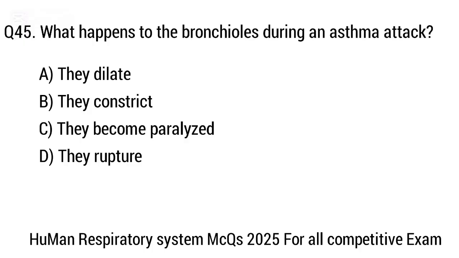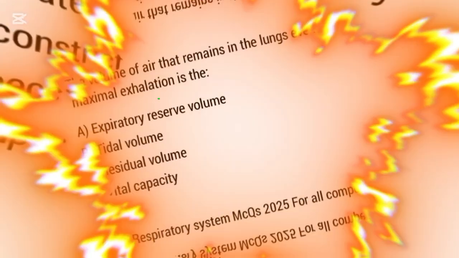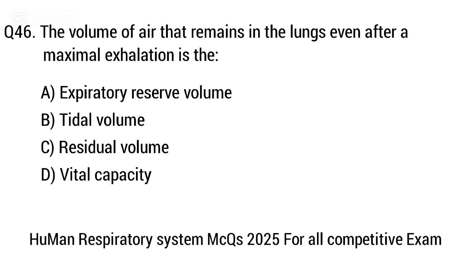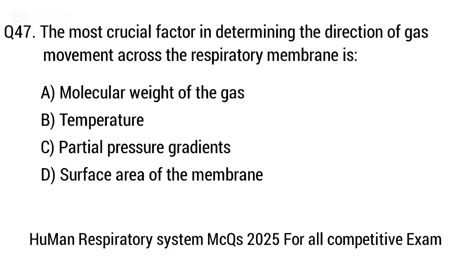Question 45. What happens to the bronchioles during an asthma attack? The right answer is option B. They constrict. Question 46. The volume of air that remains in the lung even after a maximal exhalation is. The right answer is option C. Residual volume.